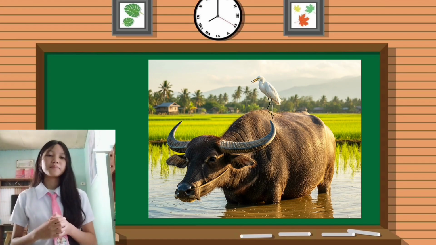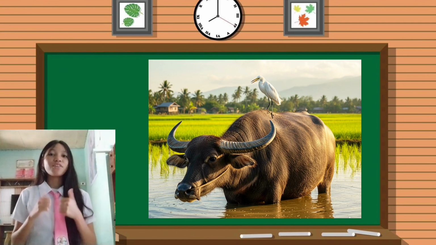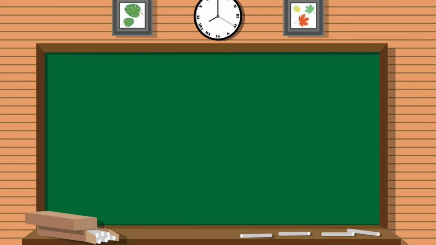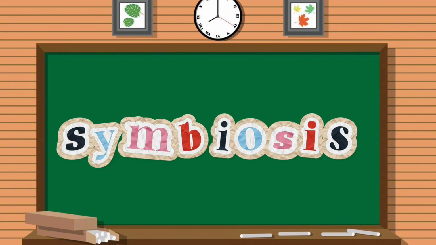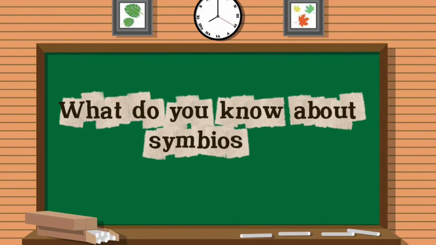The heron eats the ticks, which is its food. The carabao gets rid of the ticks. Correct. Both of them help each other. This is just one example of a long-term relationship known as symbiosis. What do you know about symbiosis?